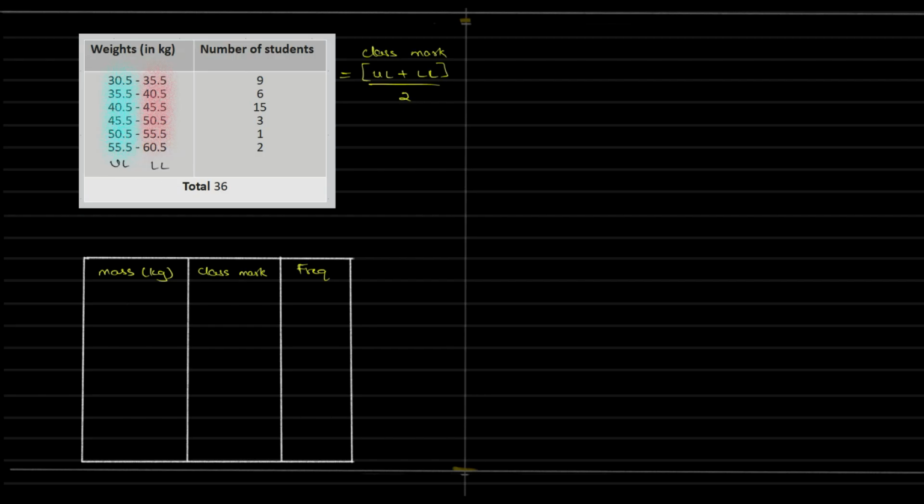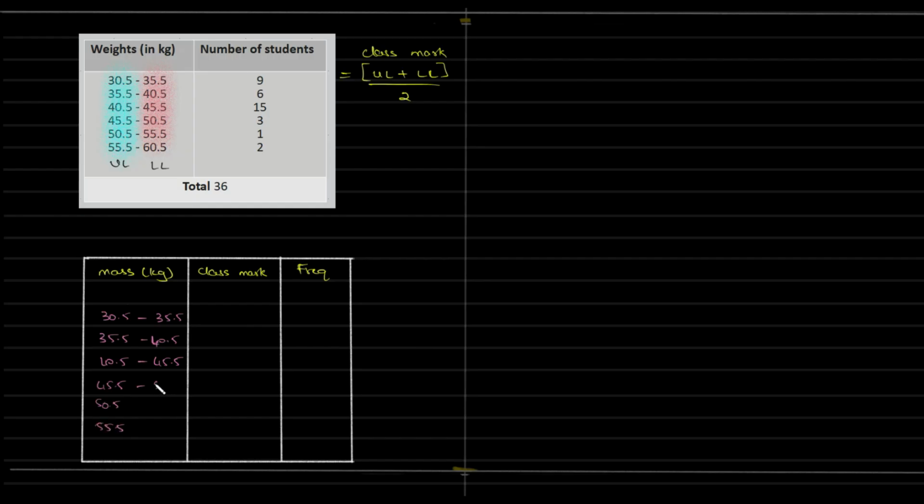So for each class we have to add the upper and the lower limit, and then divide by 2. So basically we are finding the middle point. It's always advantageous to have a continuous class. We need to have continuous classes which are of the same class size. I'll explain how this helps in finding the class mark.